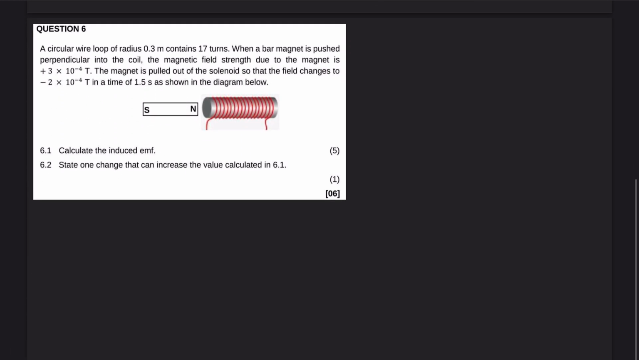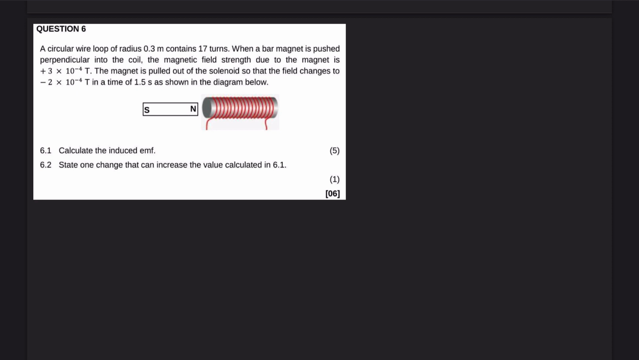Question number 6. A circular wire loop of radius 0.3 meters contains 17 turns. When a bar magnet is pushed perpendicular into the coil, the magnetic field strength due to the magnet is 3 times 10 to the minus 4 T. The magnet is pulled out of the solenoid so that the field changes to minus 2 times 10 to the minus 4 T in a time of 1.5 seconds as shown in the diagram below. Question 6.1. Calculate the induced EMF.